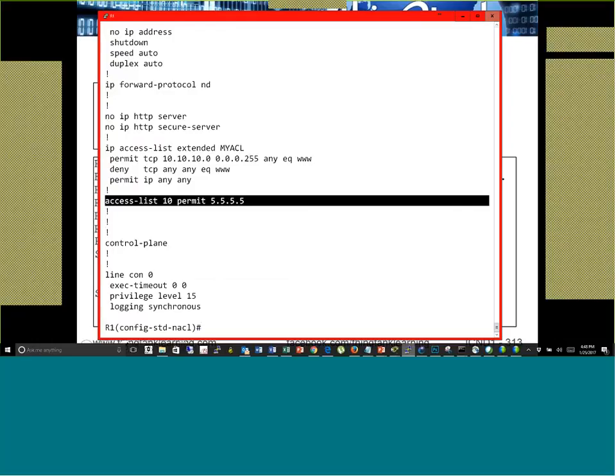I prefer to use named access lists anyway, because quite honestly, named access lists just make more sense. Because you can actually look at the name, and you might even be able to identify the purpose of that ACL by its name.